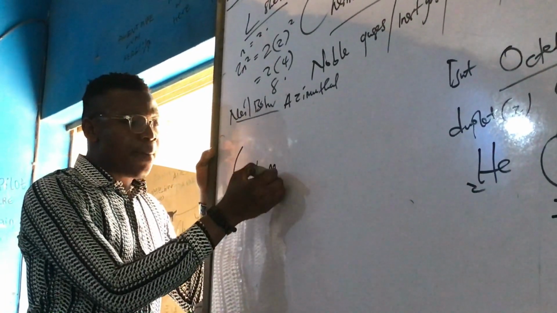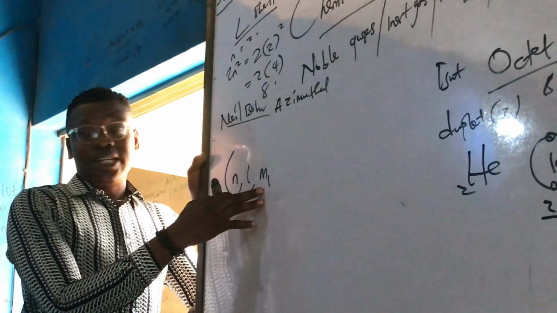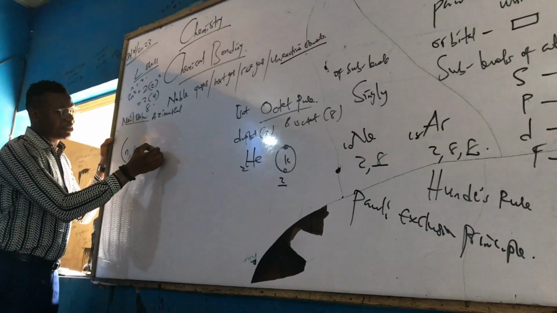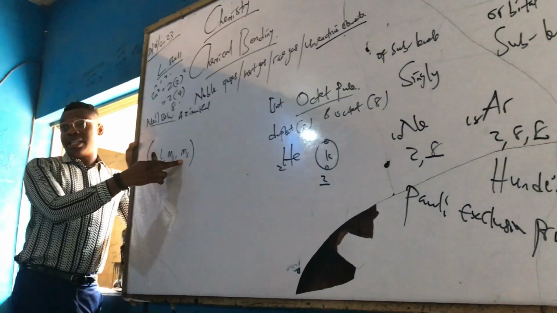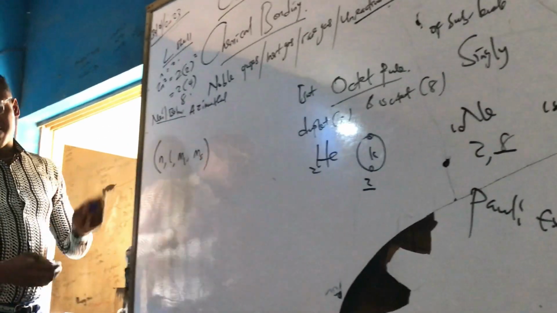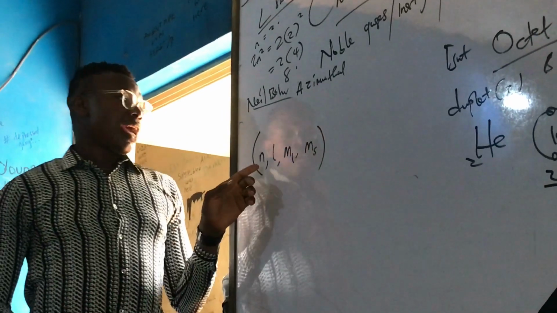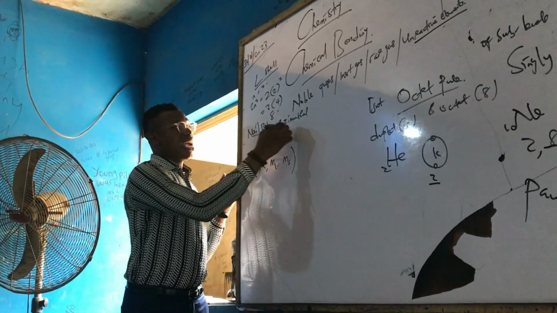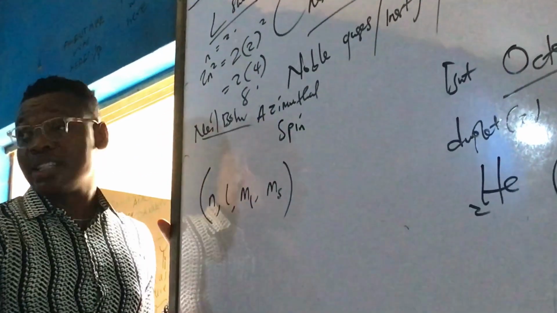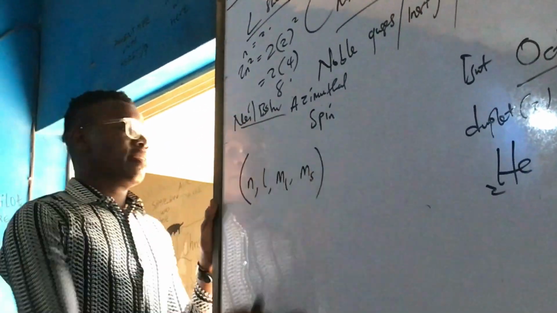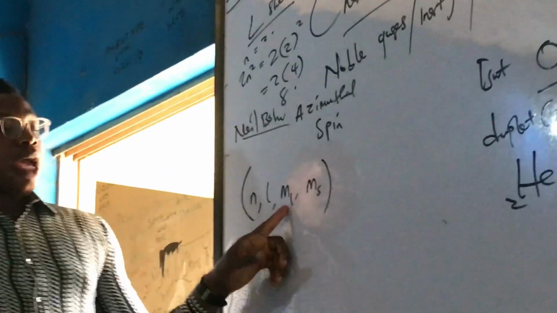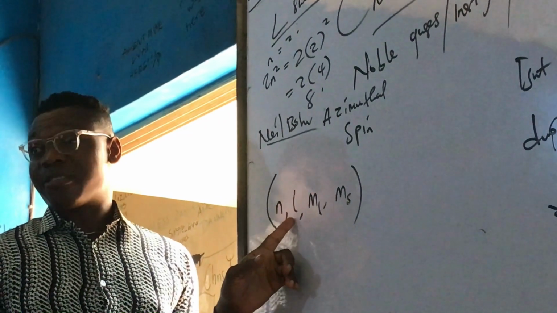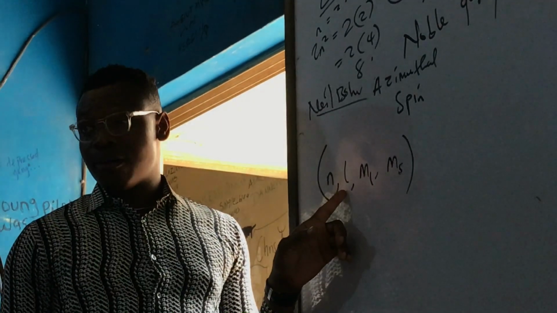Then we have ml, like this. This one is the magnetic quantum number. Then we have ms. This one represents the spin quantum number. So there are 4 quantum numbers: ml, ms, spin, S-P-I-N. Spin quantum number. ml, magnetic. l, azimuthal. Please, I've seen a question where they ask for the name of the symbol.